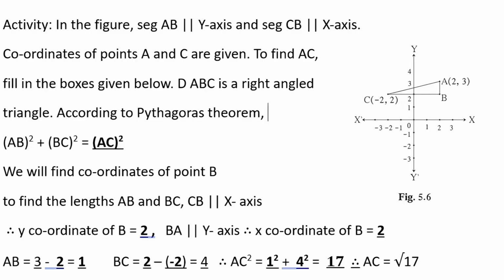Now on page number 102, you can see one activity given there related to the same, where AC is the hypotenuse. So AC square equals AB square plus BC square, that we have to find out. For your ready reference, the activity is displayed on the screen. You can refer to the same.